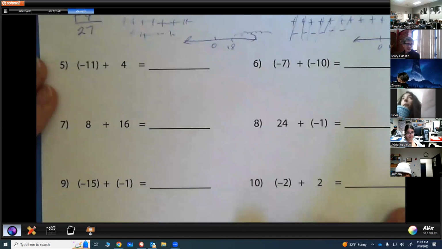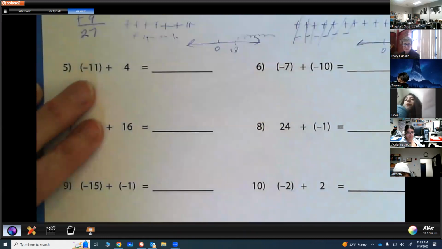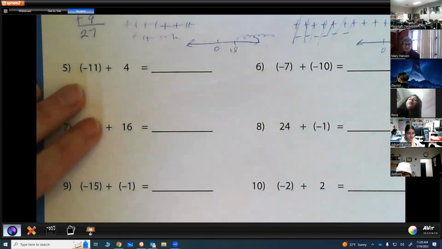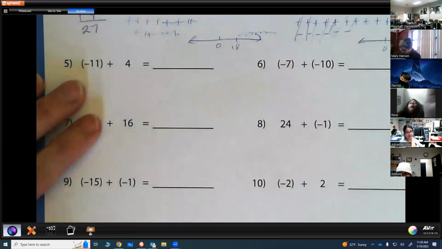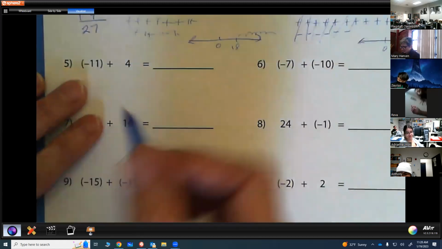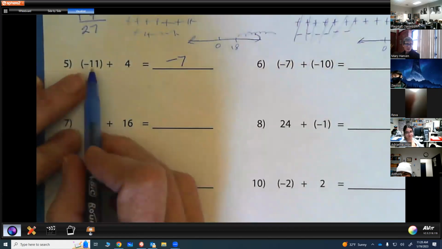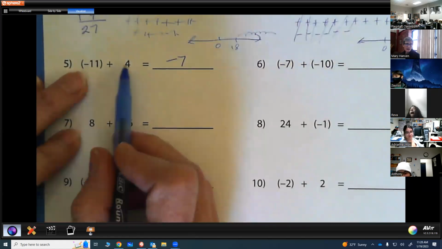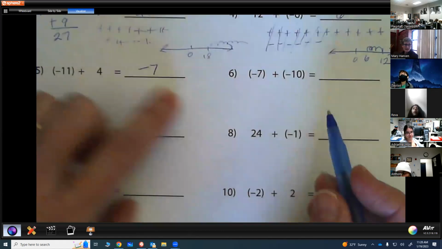Okay, number 5. What'd you get for number 5? 7. Positive or negative? Negative. Yes, very good. The 11 is a bigger value than the 4, so my answer is going to be negative and I'm going to subtract them. So -7 is correct. What about number 6?